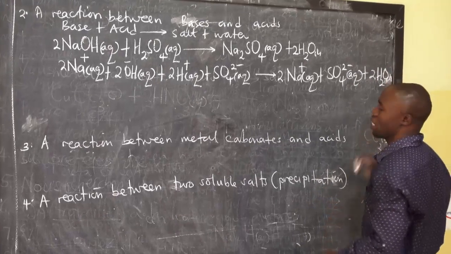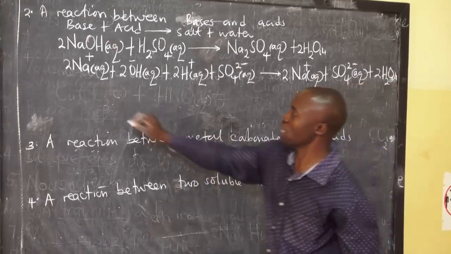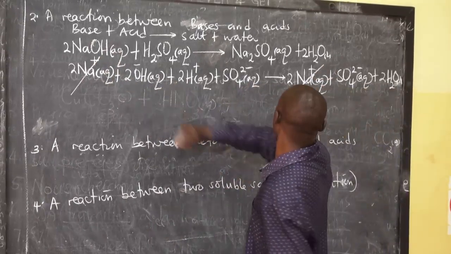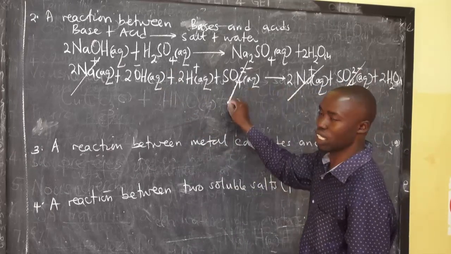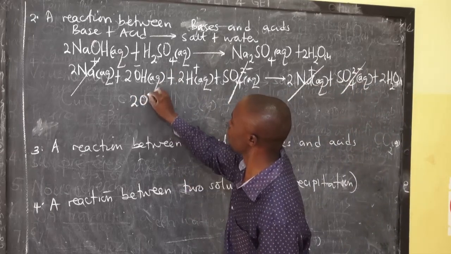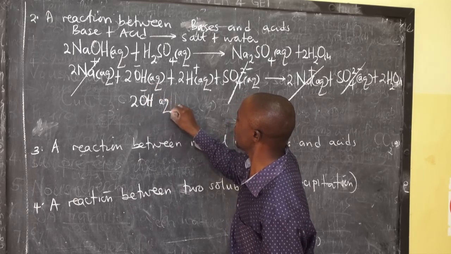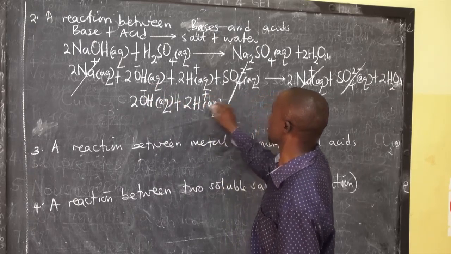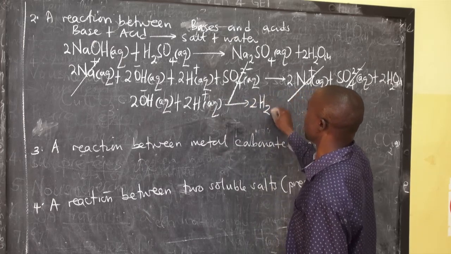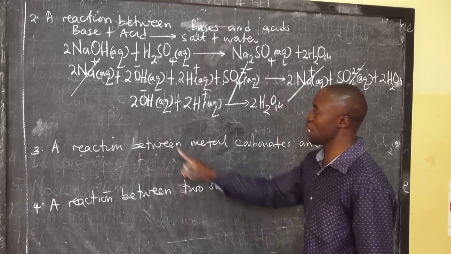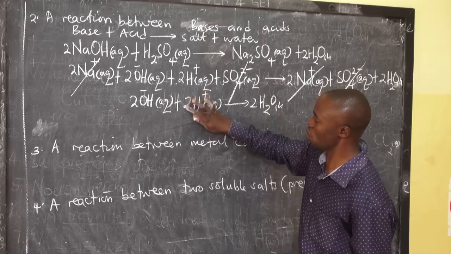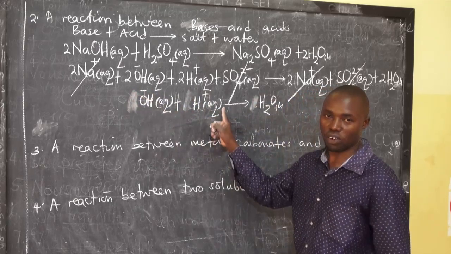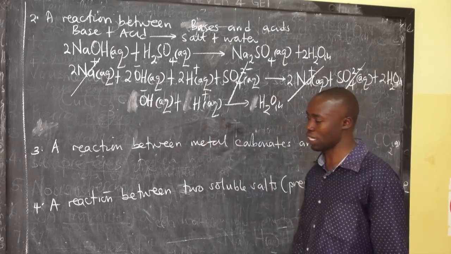Now we say, cancel spectator ions, we have sodium cancelling right away that. Then we have sulfate cancelling. So we end up with hydroxide ions plus 2 hydrogen ions, giving us 2 water. But there is a common factor, so divide all through by 2. So you'll end up with this as your final equation. Your final ionic equation is right away that.